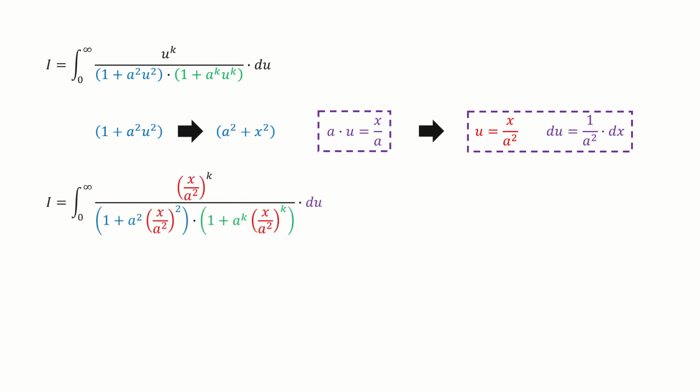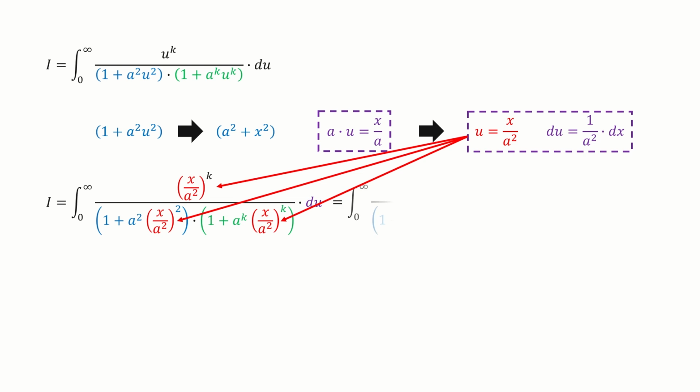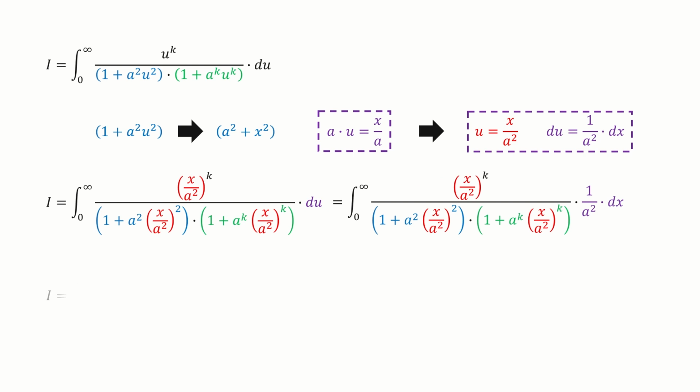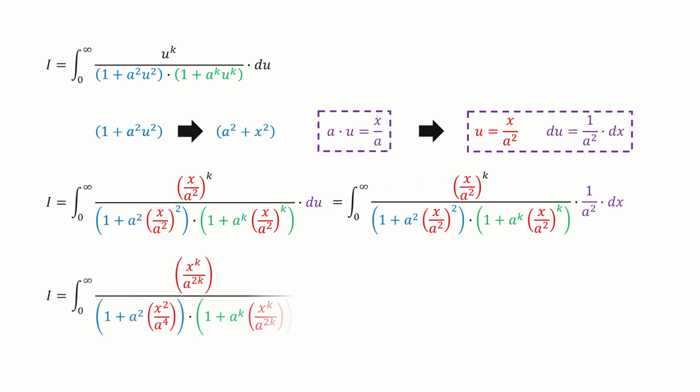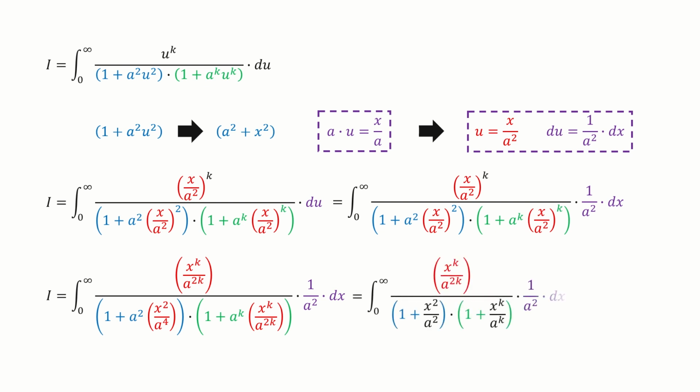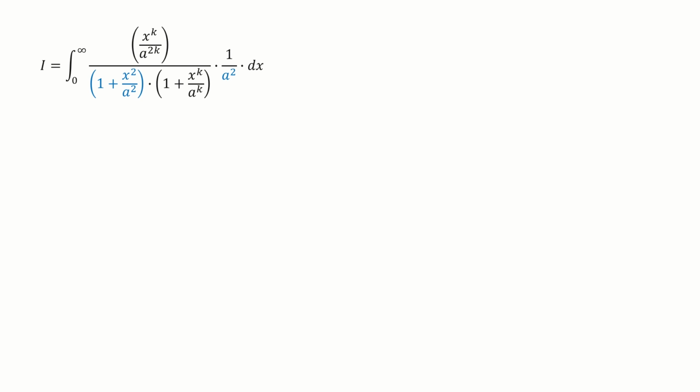And next, we plug in the substitution to replace u. And then we plug in to replace the du term. And next, we expand the power for the numerator and the denominator. And next, we write this integral into this form. The first term goes to here after canceling out the a squared. And the second term goes to here after canceling out a to the power k. I copy it here. And then we can simplify these two terms by distributing a squared into the parentheses.